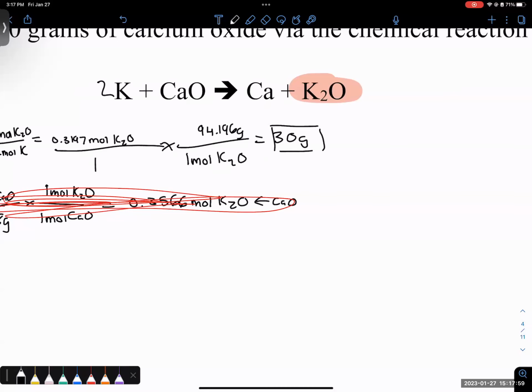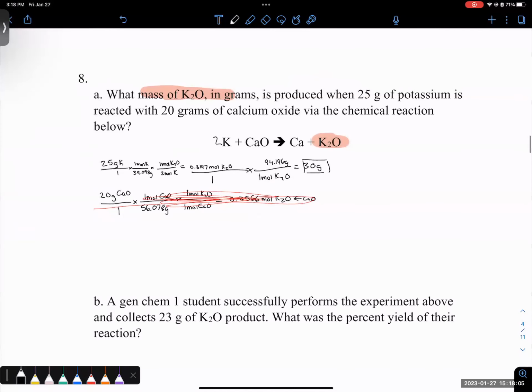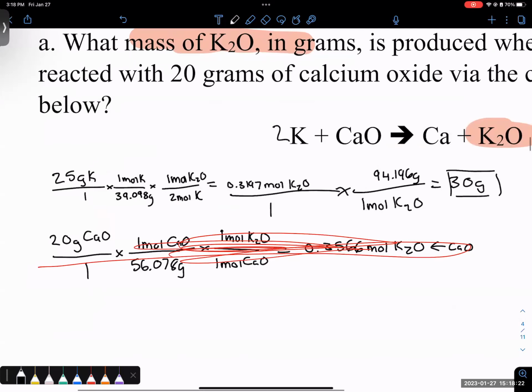Any questions on any of the steps? So yeah, this is your answer for number 8A. No questions? We're all good? Let me zoom, sorry. Yeah.